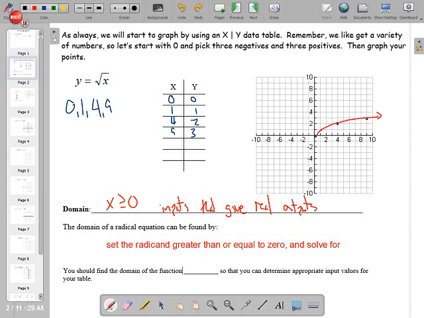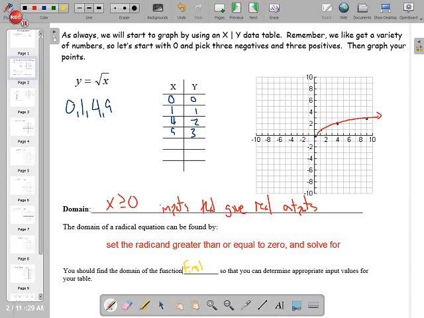You can look at the domain on the graph and say, hey, look, the smallest x value here on this graph is 0, and it goes to the right. So the domain of the function is greater than or equal to 0, 0 and all the numbers bigger than 0. If you look at the graph, your domain should be where the function starts. And that's why we find the domain first, so that we can determine where we're going to make our table.